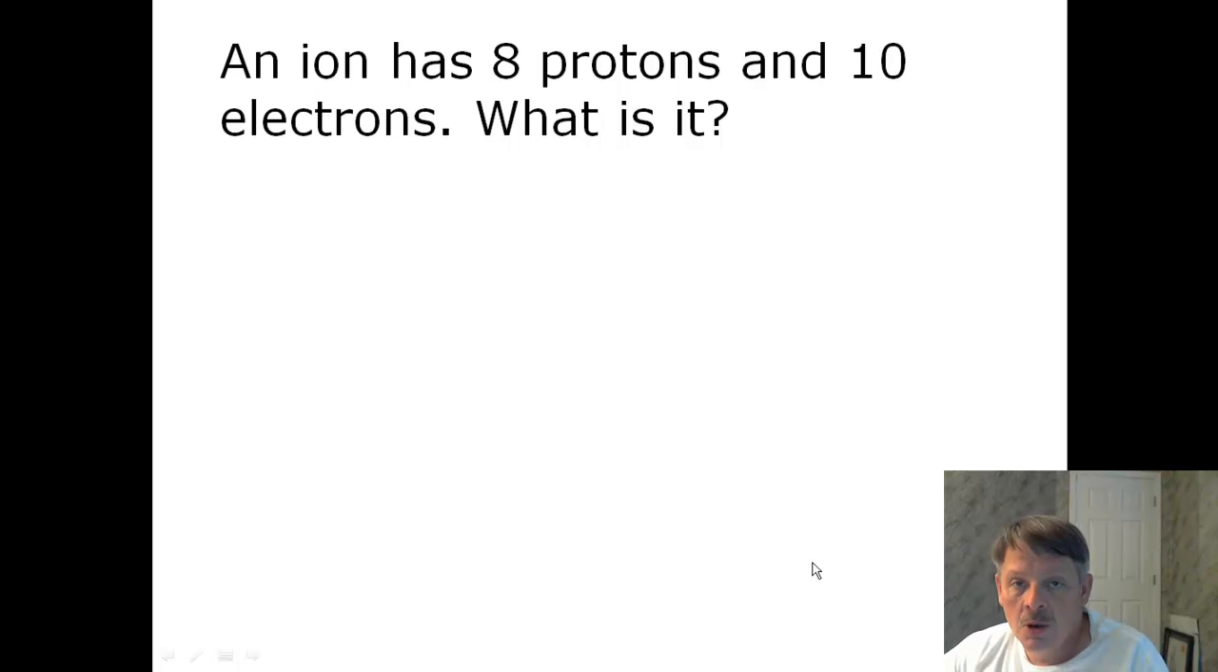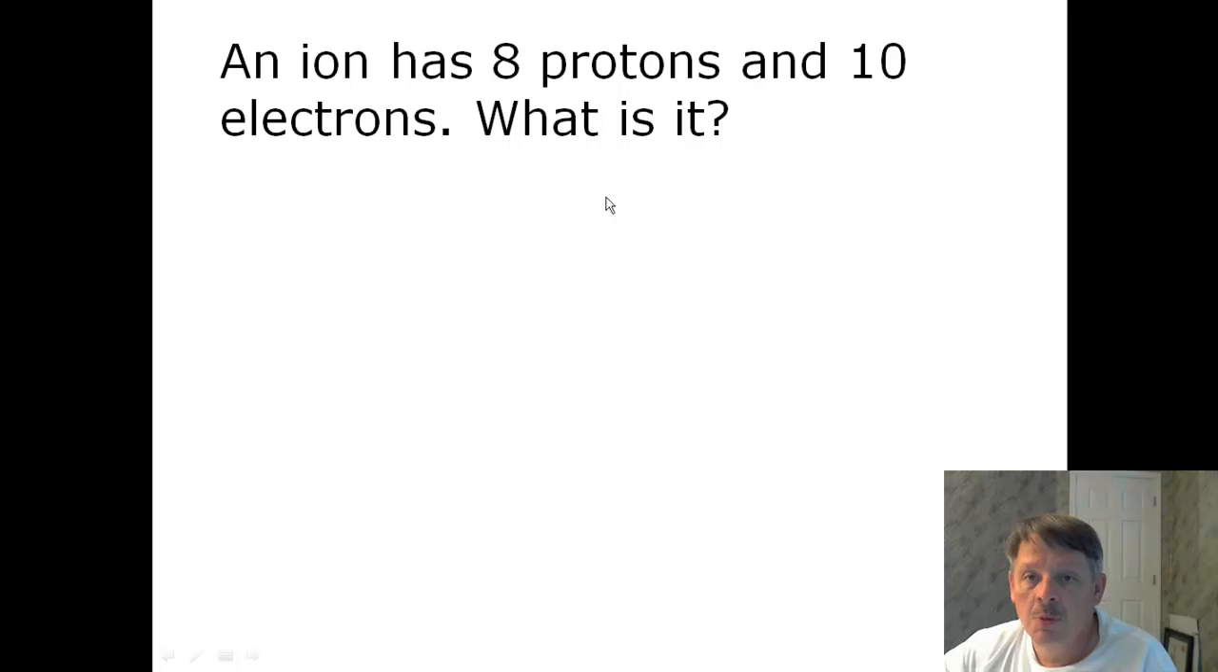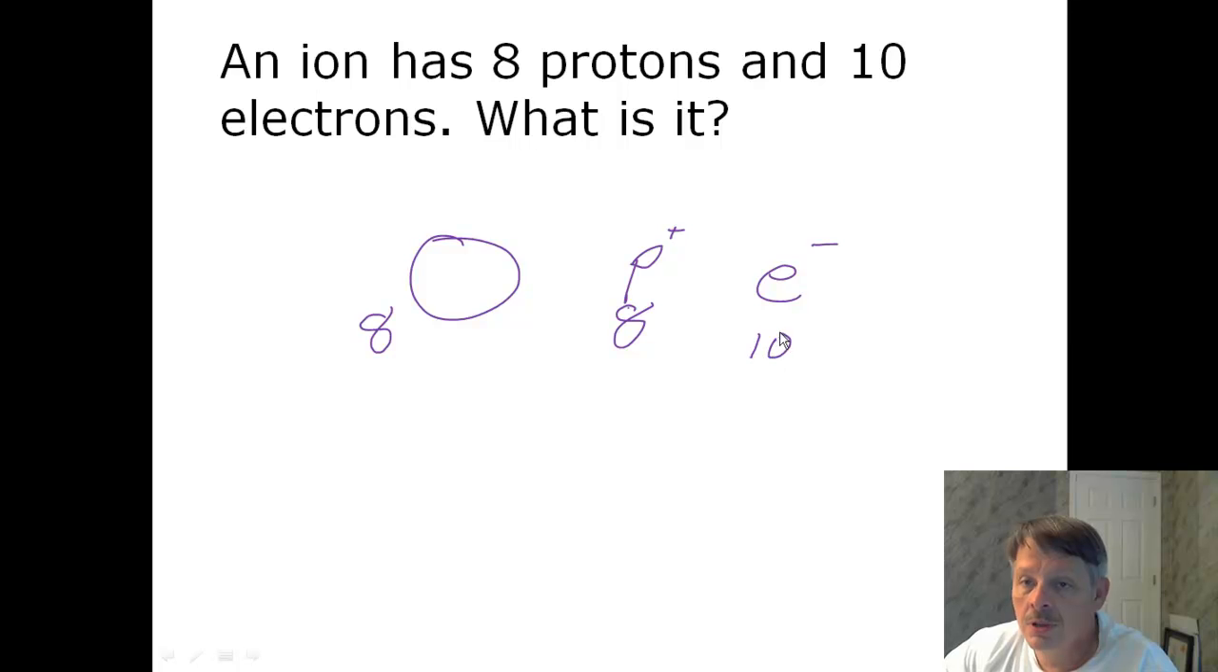Okay, so what happens if I tell you an ion has 8 protons and 10 electrons? Well, you look at the 8 protons, and you say, with 8 protons I have to figure out what that is. So I go to my handy-dandy periodic table, and I look for the number 8. And I come over here and say, oh, number 8 is oxygen. Cool. So it has 8 protons and 10 electrons. What kind of charge am I going to have? I'm going to have a negative charge because I've got more negatives than positives, and I have 2 more, so it has a 2 minus charge.